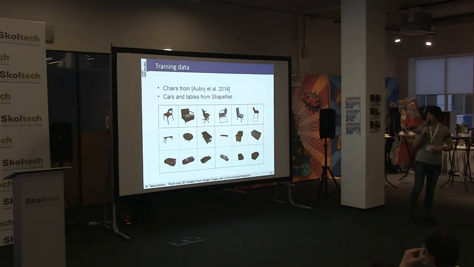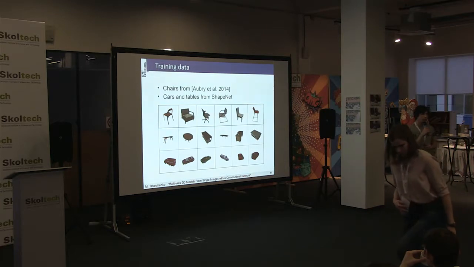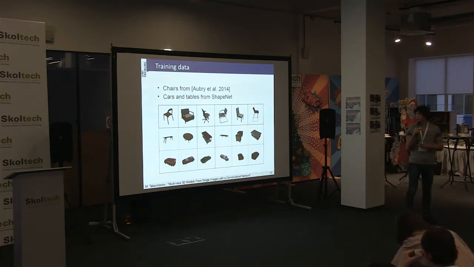Here is an example set of renderings, so there were not only chairs in this work, actually there was also an extension where cars and tables were added, and chairs were from this data set provided by Aubrey and colleagues. It was already pre-rendered. For the cars and tables, the ShapeNet data set was used. It's a large database of 3D objects, which we rendered using Blender.